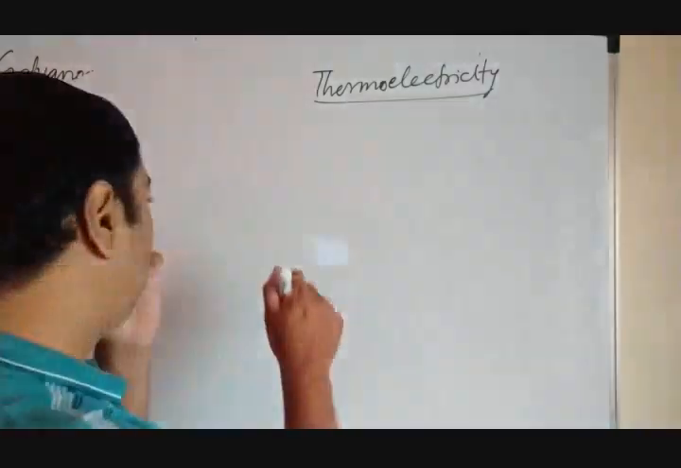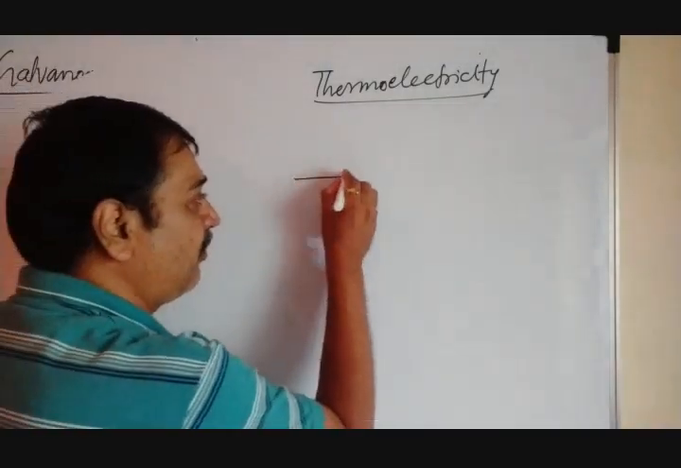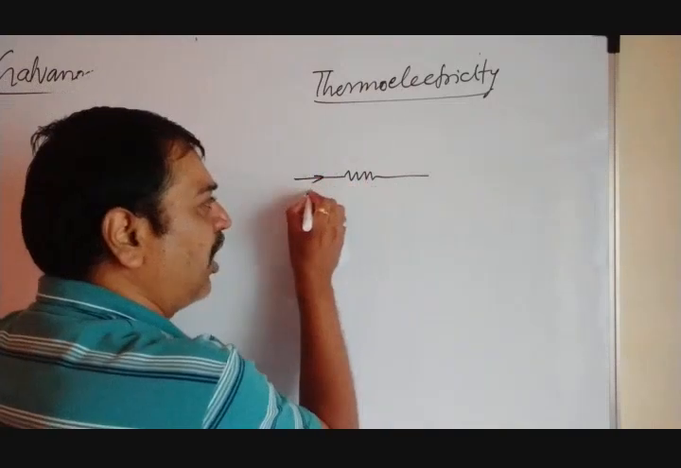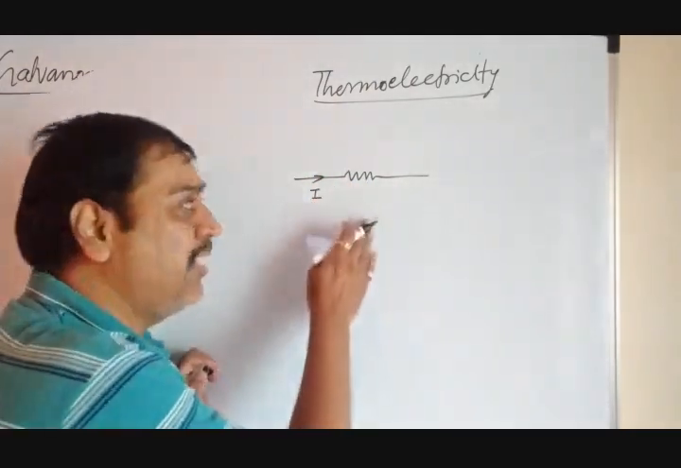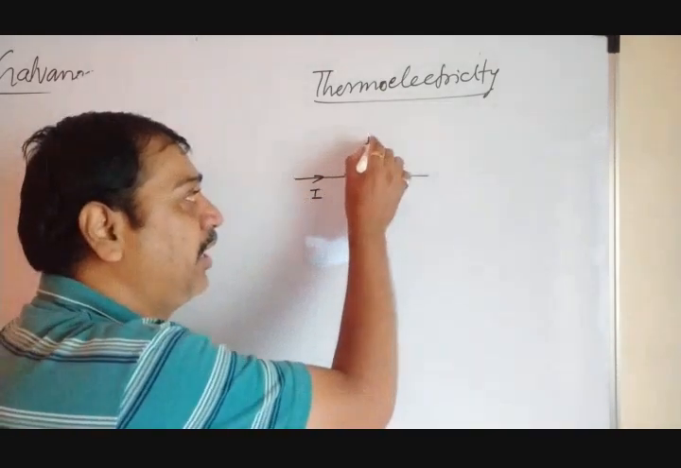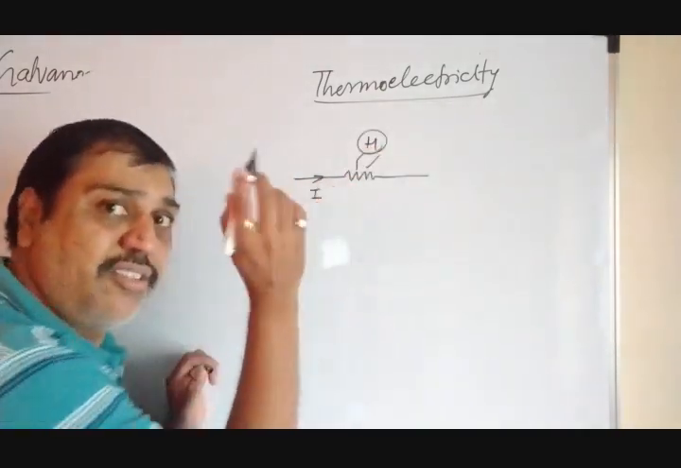So as we know, when current is passed through a wire or resistance, it will produce heat. Some part of the current gets used to create heat. Suppose this is a wire or resistance through which current I is passing. For some time period, it is seen that as current passes, it will produce heat in the resistance or in the wire.